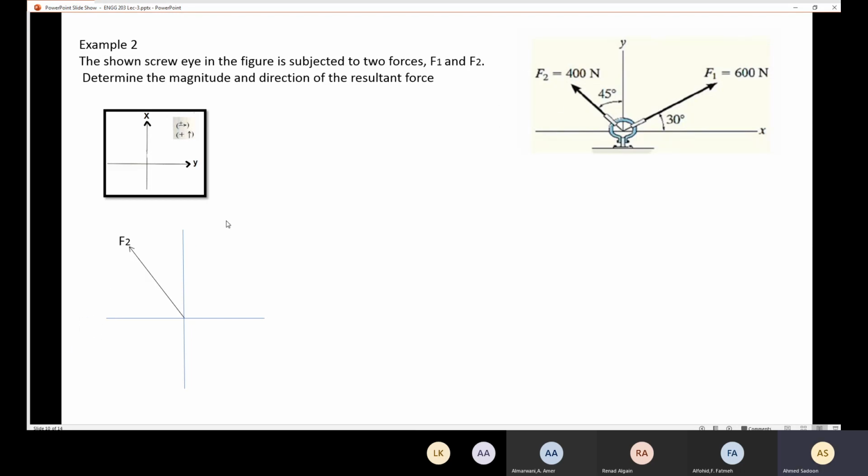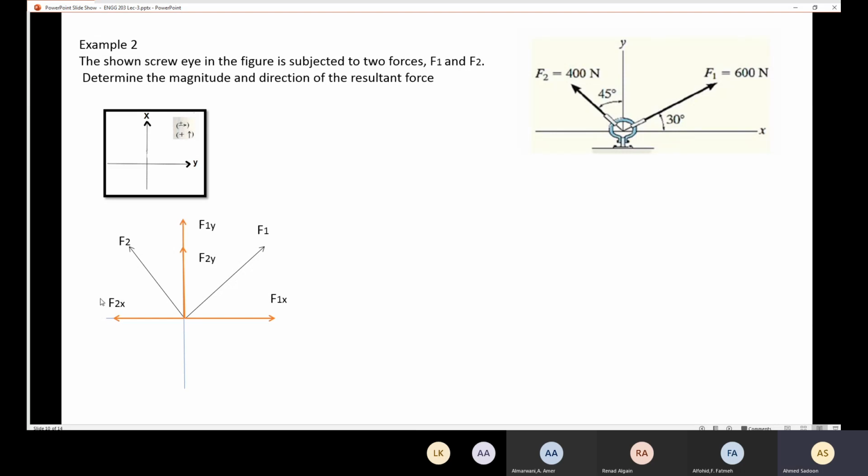We'll start with F2. F2 equals 400. So it's going to be decomposed into that direction here, which is negative. We are going to call it F2x. And into that direction, F2y, which is positive. And also, I'm going to decompose F1 into x and into y. Into x, of course, is going to be positive because this direction is positive. And into y is going to be positive as well because this direction is positive.